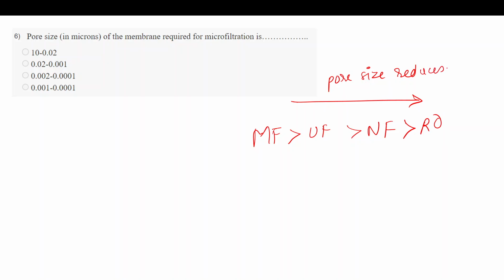Okay. So here, it is not the way to answer correctly. You should not select blindly that the one which has the highest pore size will be the answer. That is not the case. You need to look into the pore size range, and then you need to answer. So this is the range in which the pore sizes are there on the membrane surface. So here we are asked about microfiltration. Usually it has a pore size in the range of 10 to 0.02 microns. Okay.